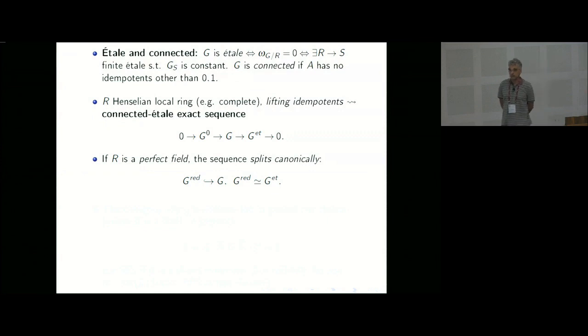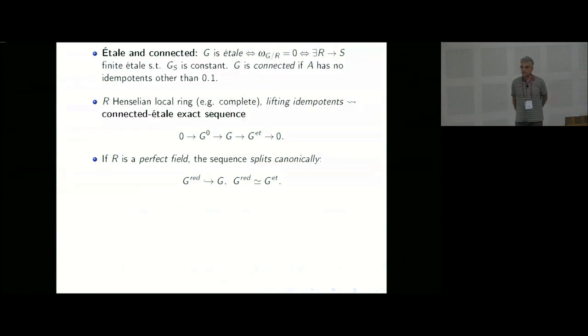In the case that R is a perfect field, you can identify inside G the reduced subscheme. You can always take the reduced scheme, but in this case it acquires a group structure, and it is a closed subgroup scheme that maps isomorphically under reduction modulo G0 to the étale part.